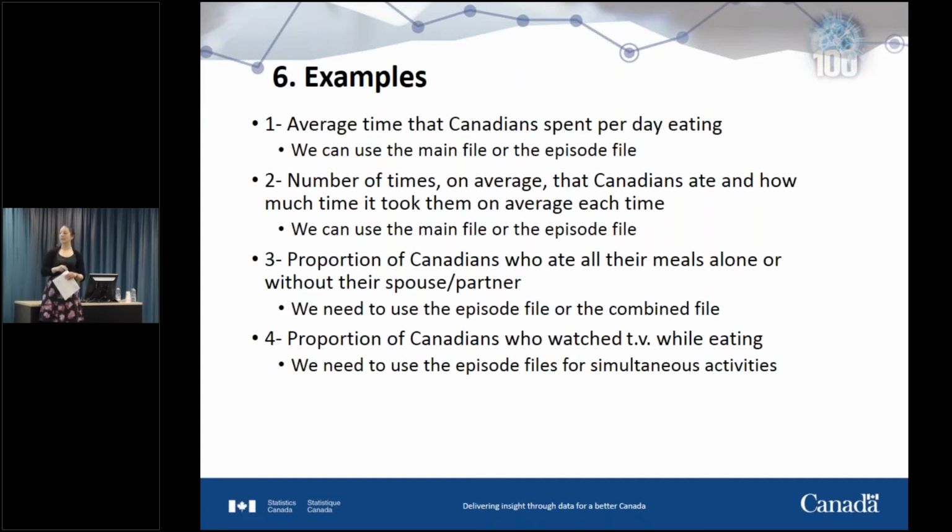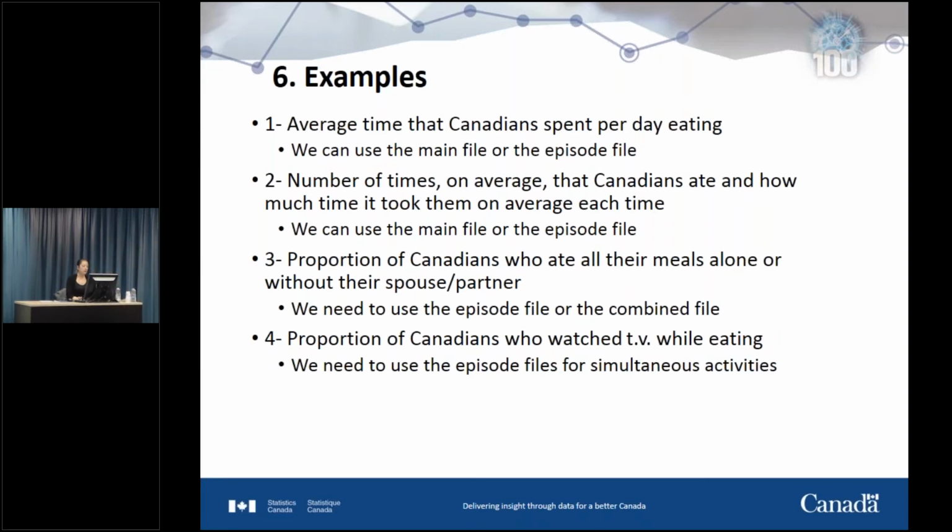to show a small example of how to derive a counter. It will be a good introduction to counters and how to derive them. The third example is the proportion of Canadians who ate all their meals alone or without their spouse or partner. For this one, we need the information at the episode level because we want to know who the respondent was with when eating. But we also need information from the respondent, so we need to know whether the respondent has a spouse or a partner. So we will be using the combined file for this one.